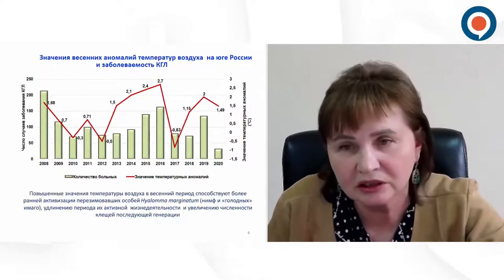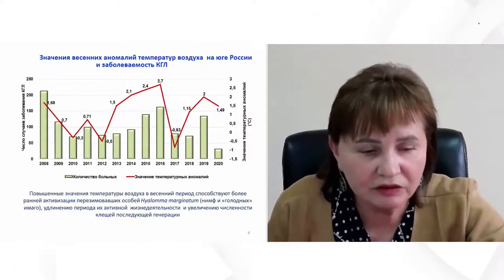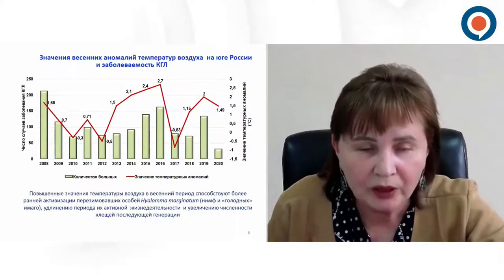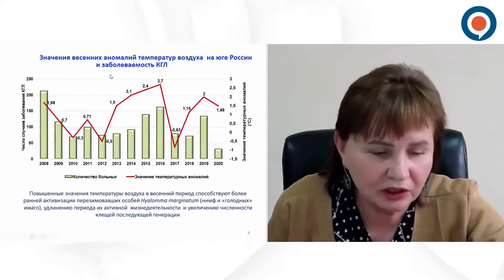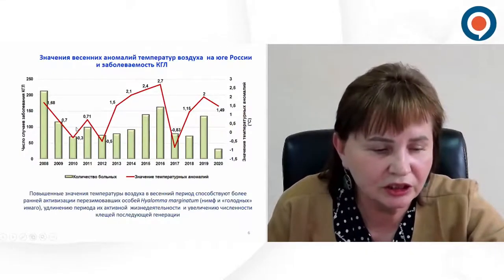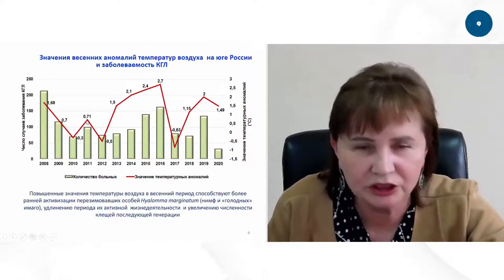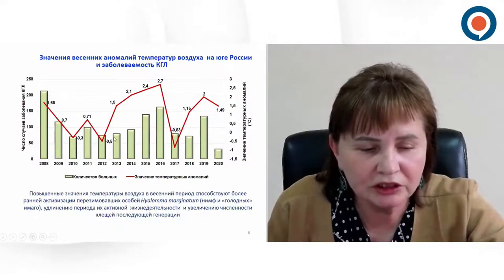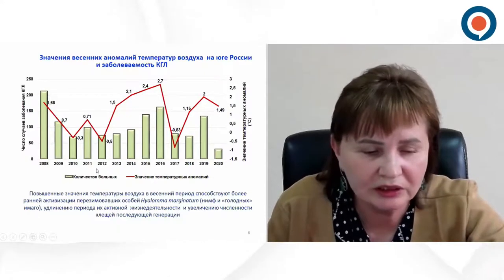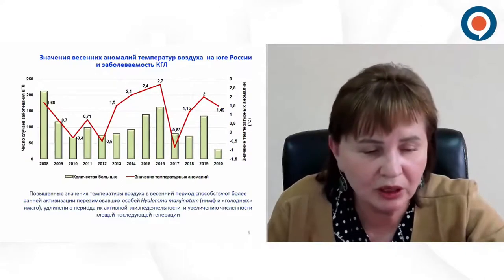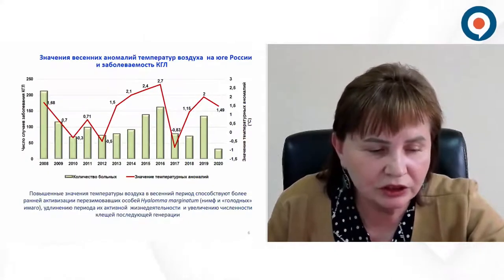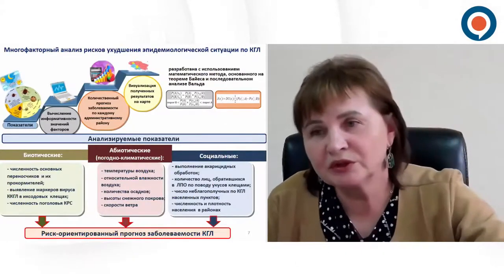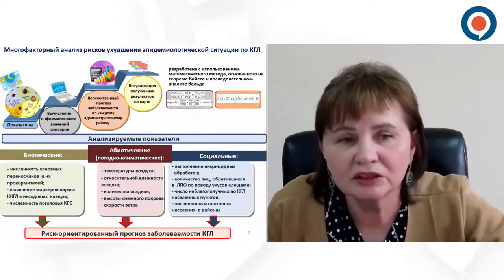But the character of epidemics and the level of morbidity is developed by different factors. We've compared the spring abnormalities, the southern climate, with the quantity of Crimean hemorrhagic fever cases in this region. And as you see from the slide, the quantity of diseases every year was proportional to the abnormal values of temperature, and it is equal to the abnormalities. We've compared the abnormalities and increased air temperatures resulted in an earlier activation of the ticks, of the imagos, and extension of the period of their life, acceleration of their quantity.